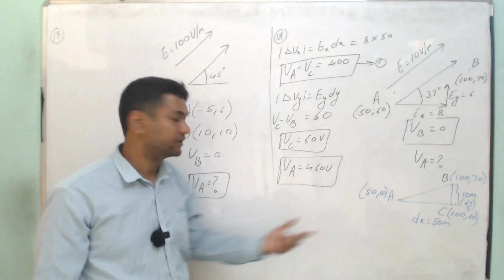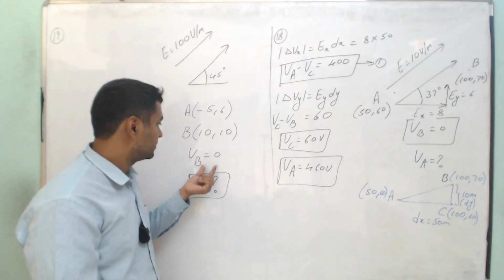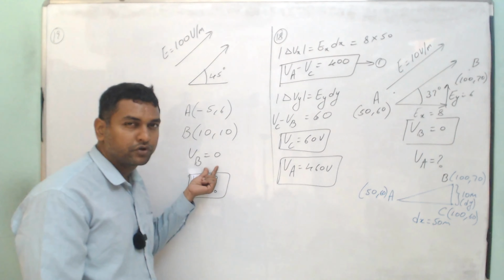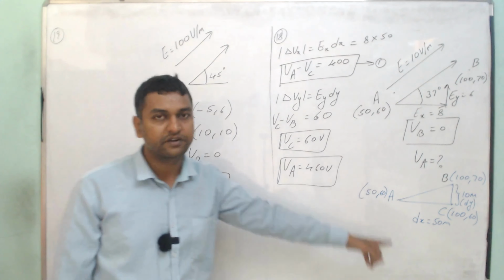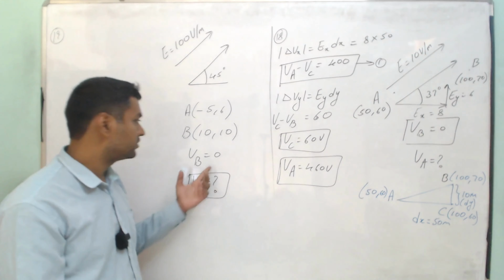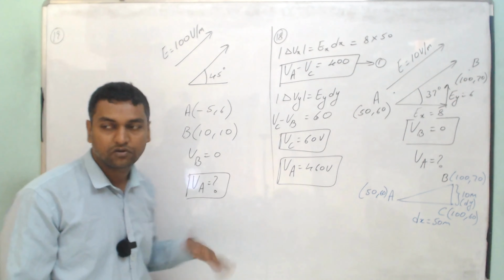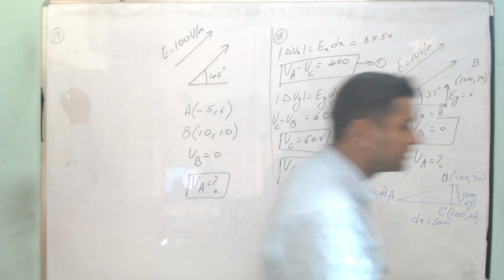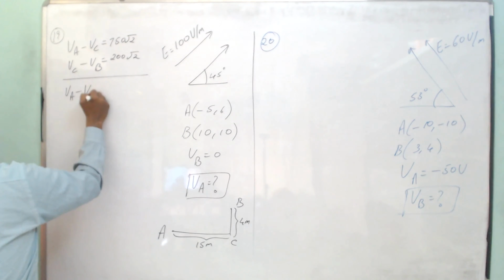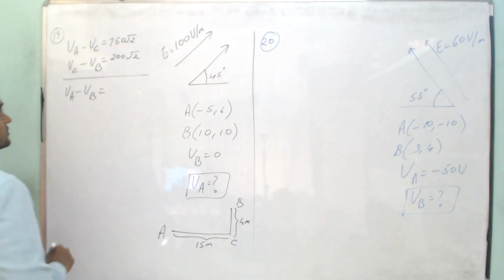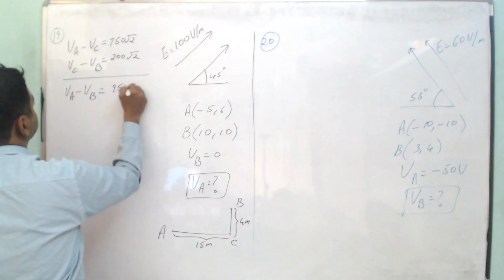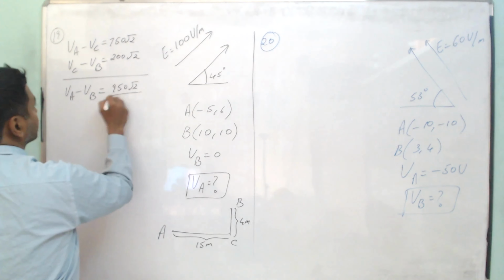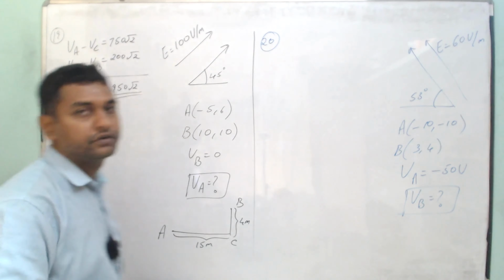Next, it is given that the potential at point B is 0. Find the potential at point A. So first make the triangle, then only your VB is equal to zero and all these things will come into it. So I'm getting VA minus VB is equal to 950 root 2 and VB is 0. So therefore it is 950 root 2. Correct. Good.